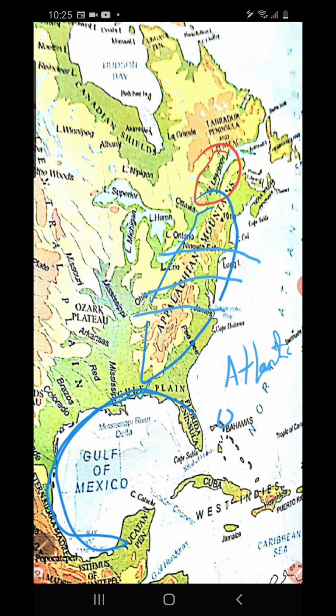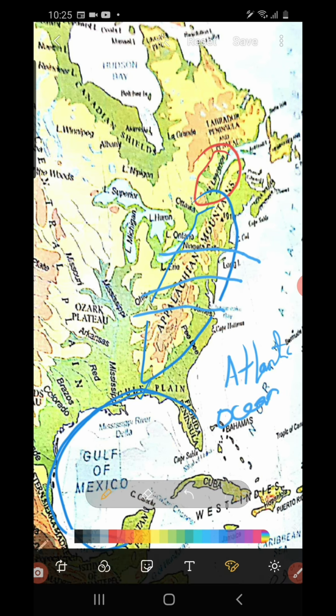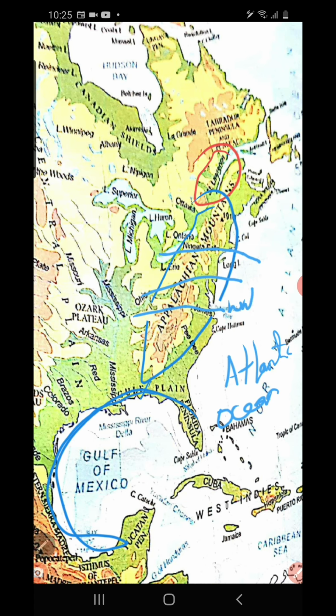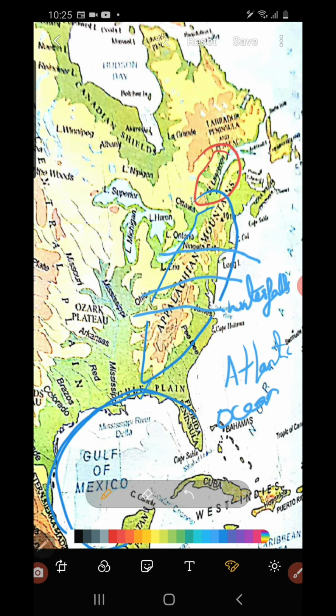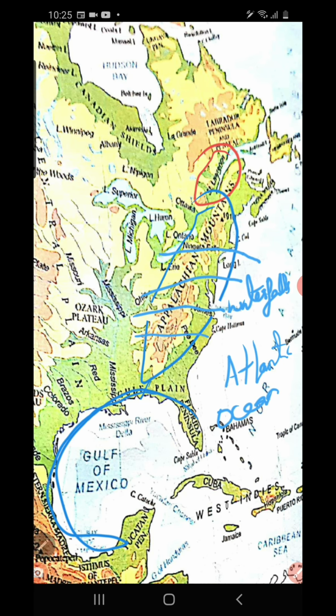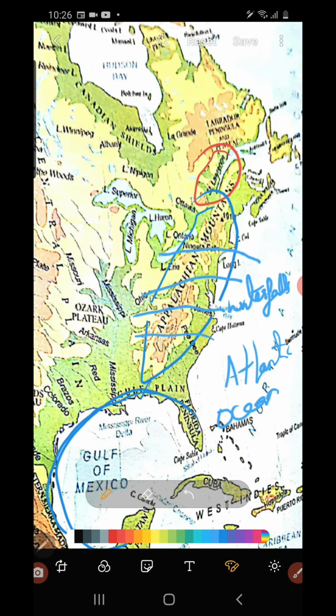Atlantic Ocean. Okay, so these rivers, since they are falling from the plateaus, they are forming the waterfalls, and waterfalls are very good for hydropower electricity. So they are producing hydroelectricity from the waterfalls of these rivers which are draining from the Appalachian Mountain. You see, a number of rivers are flowing through the Appalachian Mountain.